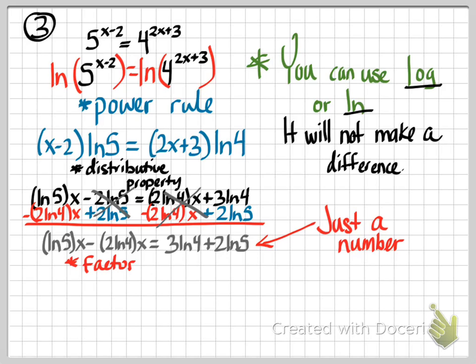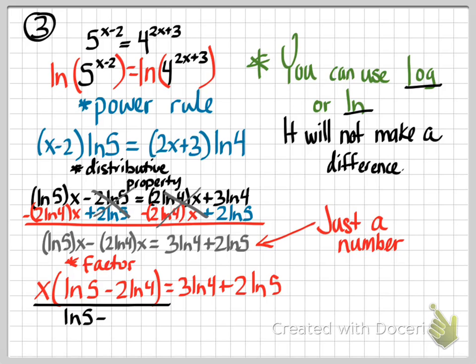The next thing I'm going to do is factor the left-hand side. I'm factoring out the x. I'm basically undistributing, if you'd rather me say it that way. And the right-hand side I'm leaving the same. The reason I'm doing this is because I want to get x alone, right? So I want to know how many x's are there. Natural log of 5 minus natural log of 4, minus 2 natural log of 4 is just a number.